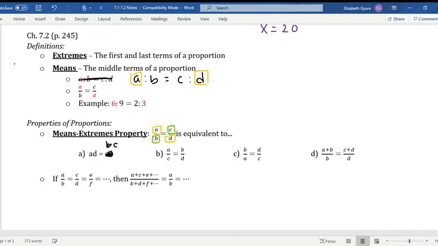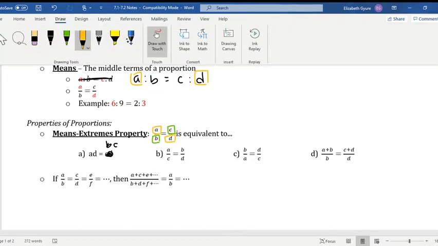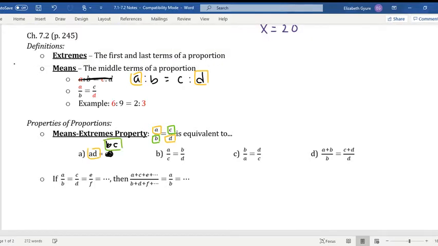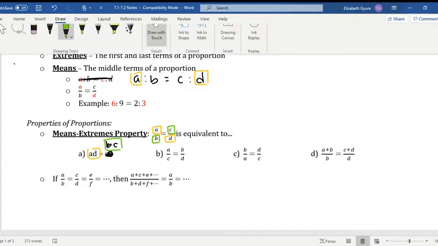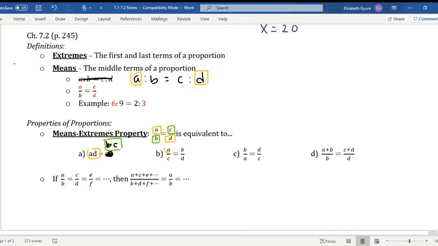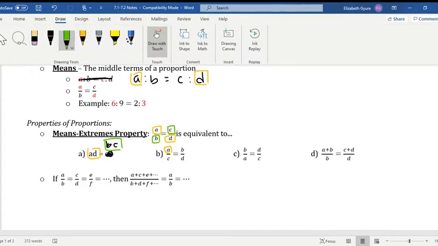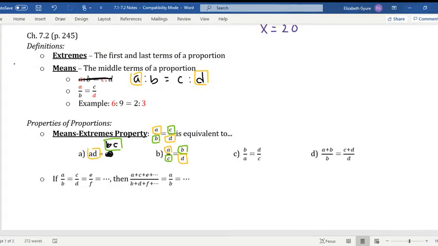Right, and sometimes a little bit of that color coding helps you to see where everything is. So if you take the extremes times the extremes, it's going to equal the means times the means, obviously. That's just cross multiplication. But you can also switch your orders around and still have them be equivalent. For example, if I took A over C, that would still be equivalent to B over D, right? You still have your same combination of things. Again, I'm just color coding so you can see where all those are sitting.